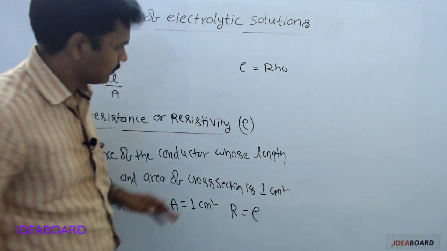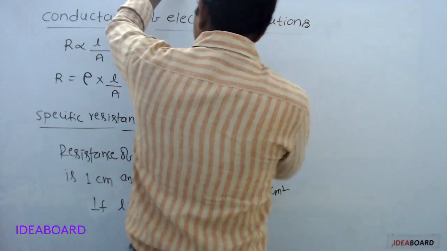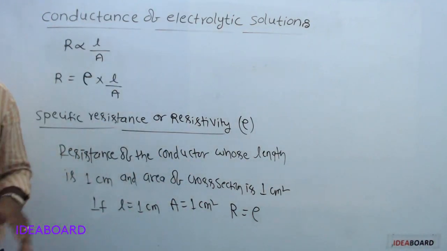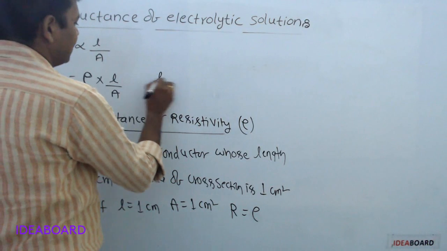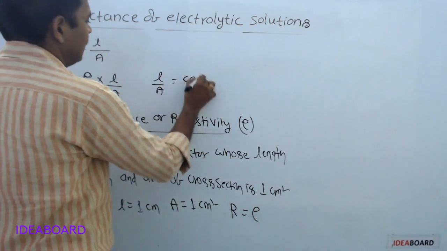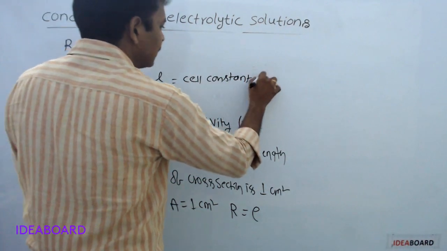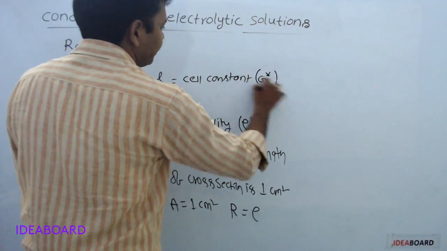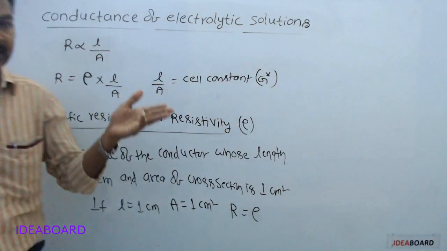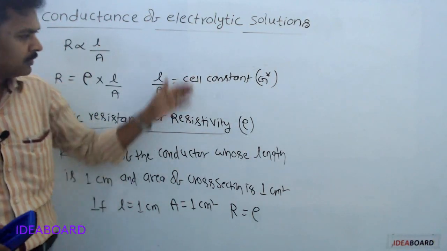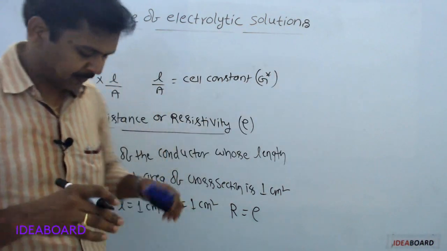So next, this L by A is nothing but cell constant. L is length of the conductor, A is area of the conductor. That L by A is nothing but cell constant, which is denoted by G star.